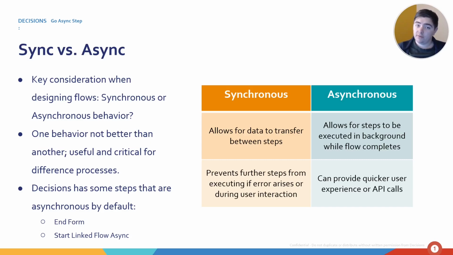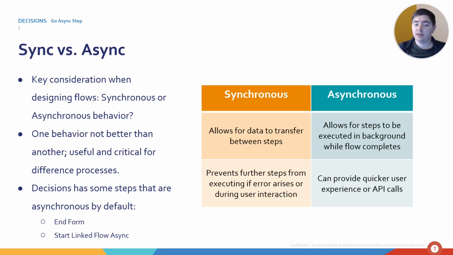Asynchronous functionality, on the other hand, allows for processes to be completed in the background on a separate queue, which allows the main flow to continue without waiting on processes to execute. This can provide quicker API calls, quicker database updates, or even sending emails out if you don't have any further processes that need to be completed in the flow. Also, it is important to note that some steps in Decisions are either synchronous or asynchronous by default, with most of them being synchronous by default.